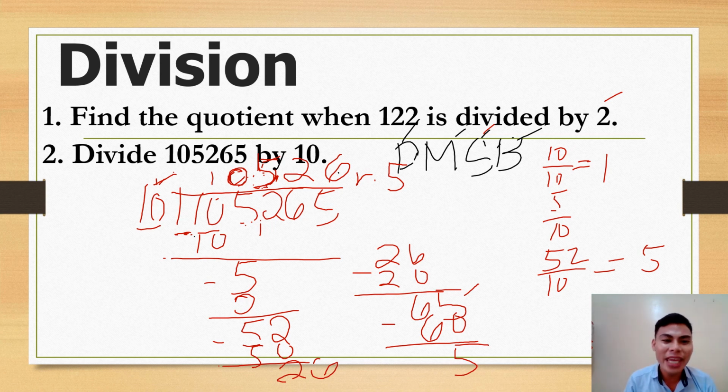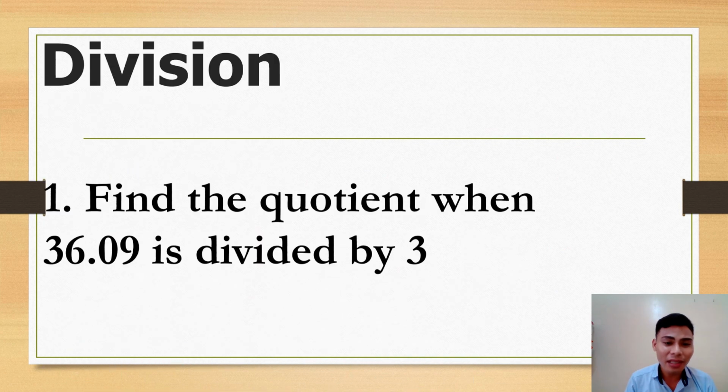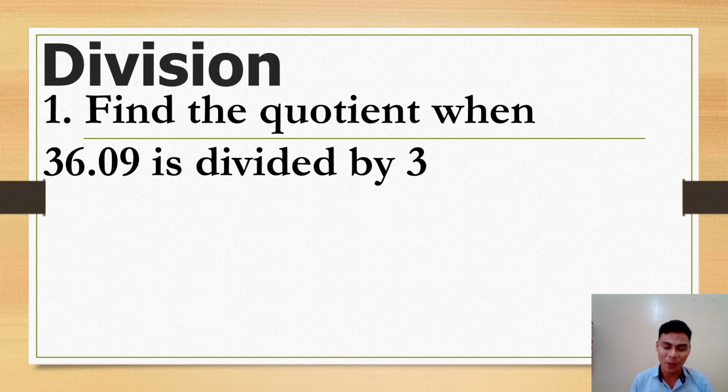What if we have division on decimals? Okay. Find the quotient. Okay, just a review also. Quotient is the term. Ang term po na quotient ay ang result ng division. So, kung mag-divide tayo, 10 divided by 2 equals 5. So, 5 po ay quotient. Para lang ma-recall ka. Okay. Find the quotient when 36.09 is divided by 3.